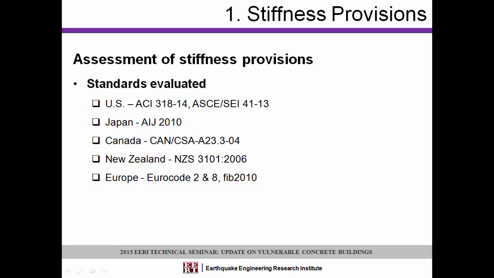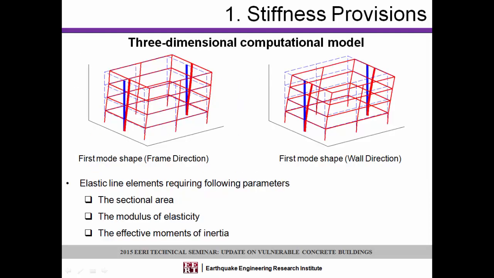And so we looked at it and saw, well, let's see how different code provisions are doing. And we looked at ACI 318, ASCE 41-13, AIJ, the Canadian code, the New Zealand code, Eurocodes 2 and 8, and fib 2010. To see how the codes are performing, we had to build a model. We couldn't just do one element by element. We had to do story by story. That's how we can compare things. So we built this model, and we built it according to each of the codes.